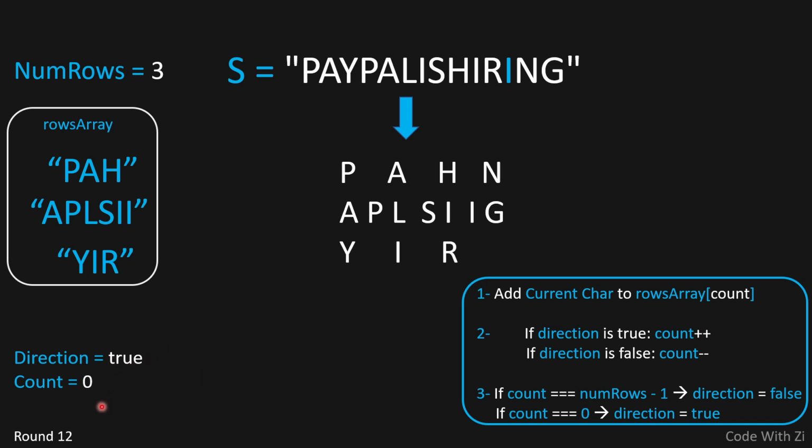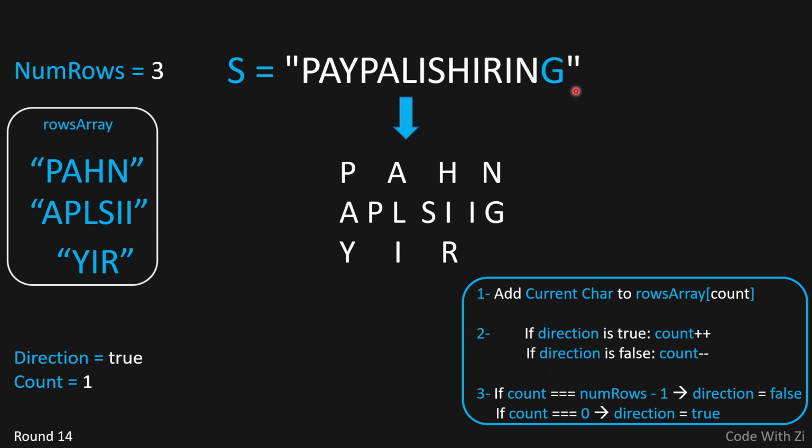And then for our one to the last round, our current character is gonna be n. We're gonna add n to our array at the count index, which is this one here because count is equal to 0. We're gonna check the value of direction. Direction is true. So we're gonna increment count, and count is not equal to number of rows minus 1 or 0. So we're just gonna ignore this and move on to the final round.